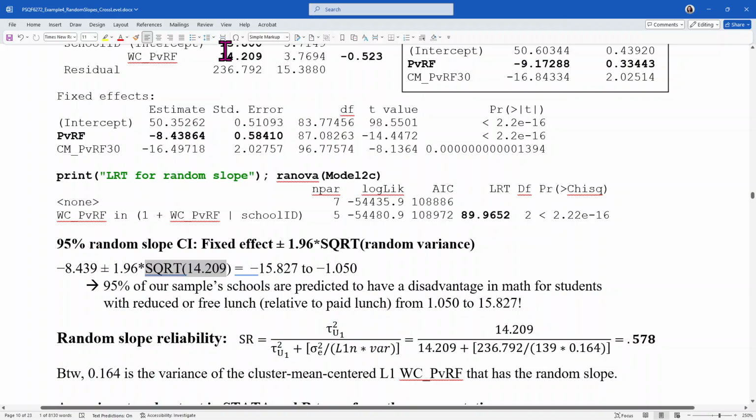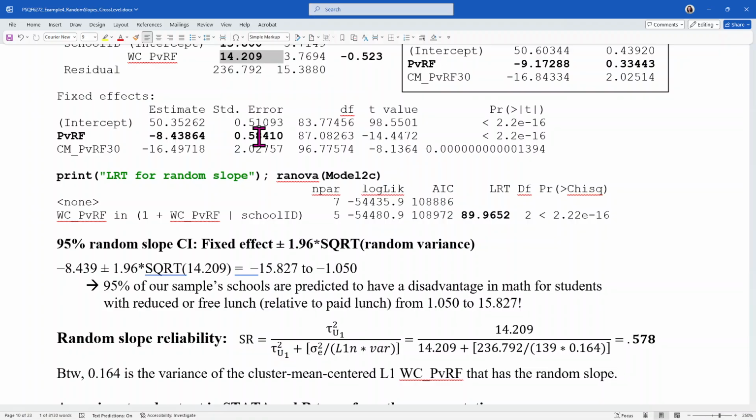That was the variance. So what I'm doing is fixed effect in the middle, plus or minus 2 standard deviations around it to describe the expected variability of the slope in the schools in my sample.